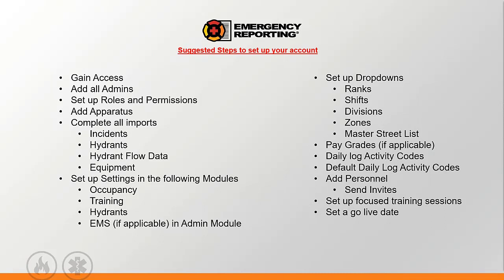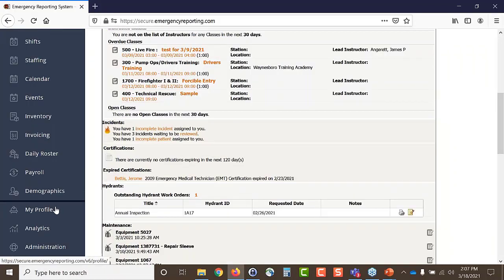Set up your daily log activity codes that you can use to capture everything that's really not per se in those modules, but you still want to record that information. Get yourself a robust list of activity codes for that, and then set up the ones that you want as default so that when you complete that in one of the modules, it's automatically going to go in your logbook for you. Then you can come in, add your personnel, and send out the invites. You can send out those invites in bulk, or you can send those out one at a time.